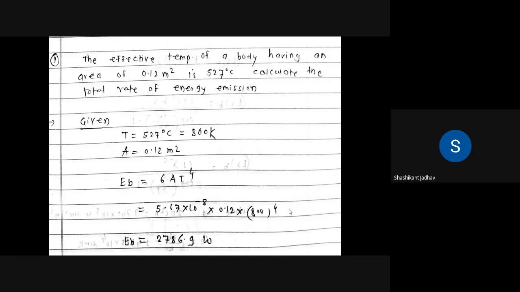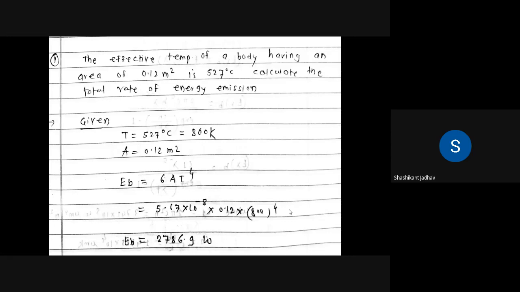Okay, so this is the simple problem which is related to the Stefan-Boltzmann law. In an MCQ type question, this type of problem may arise. So all of you understand what is the emissive power of a black body, what is the formula for that, what is the Stefan-Boltzmann constant, and what is its value, so that it is very easy to calculate the total rate of energy emission. Okay, so all of you completed this problem. This is the simple problem.